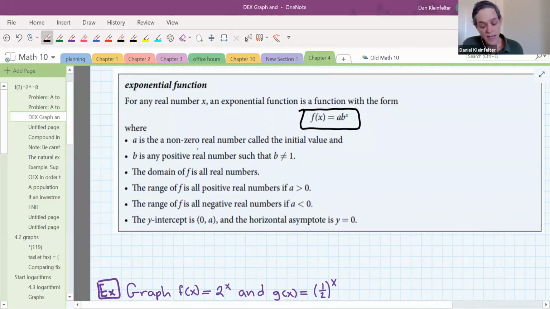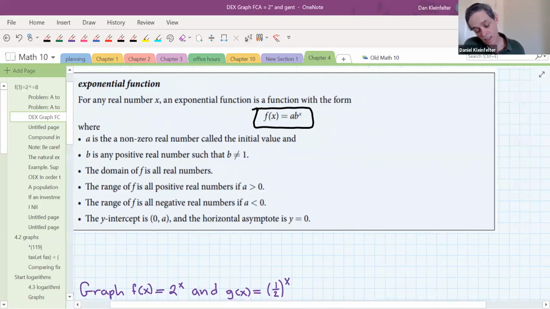The a is a non-zero number called the initial value. b is any positive real number that's not 1. The domain is all real numbers. The range is positive numbers if a is positive, and negative real numbers if a is negative. And then the y-intercept is (0, a), and there's a horizontal asymptote at y equals 0.